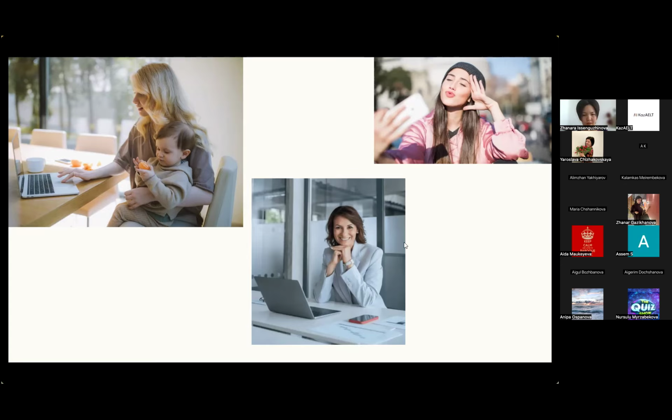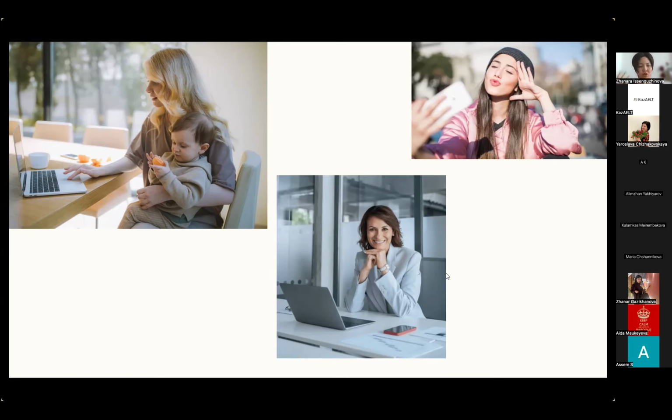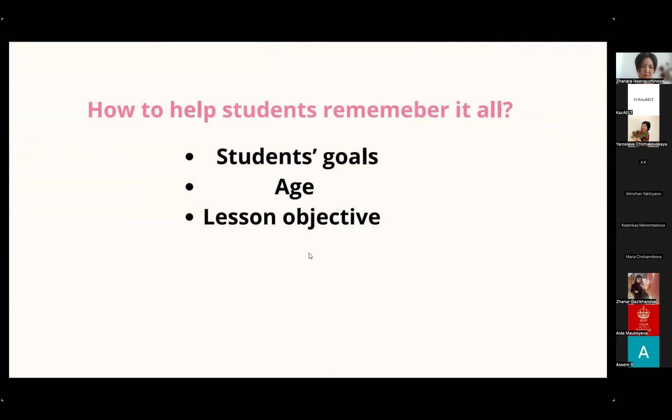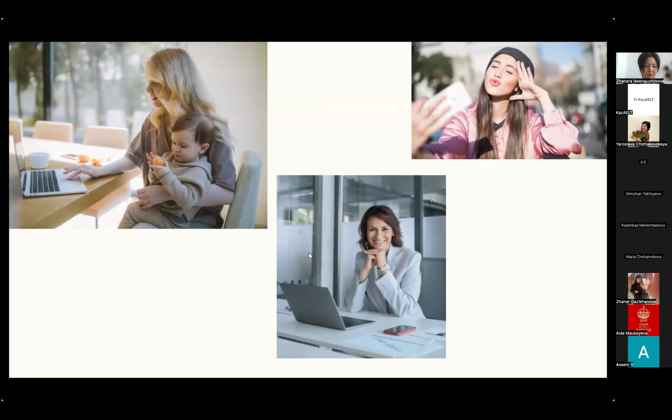Or let's take this woman, she runs her own business, a very successful businesswoman, and all she needs is to negotiate successfully with her partners. Do you think she needs talking about art or sports? All she needs to do is seal the deal, and that's it. So that is really, really important. So take into account their goals, their age, lesson objective, and there is a high chance that the vocabulary sticks with them. Something that has something to do with their lives, something they do on a day-to-day basis.